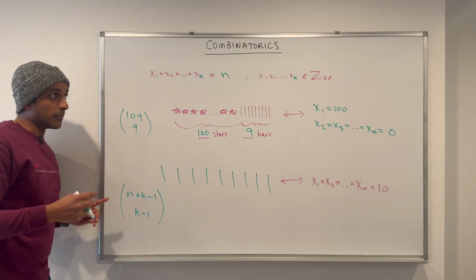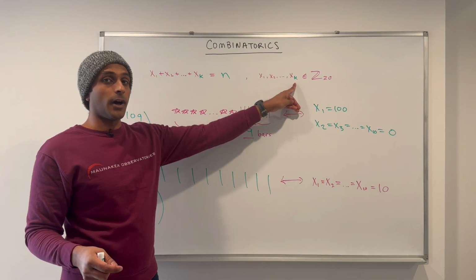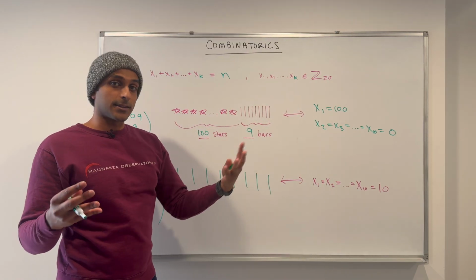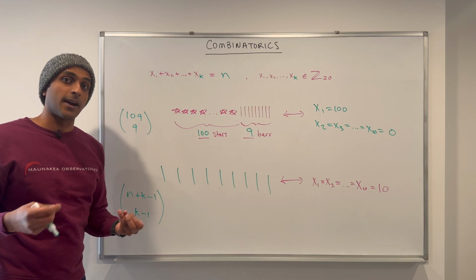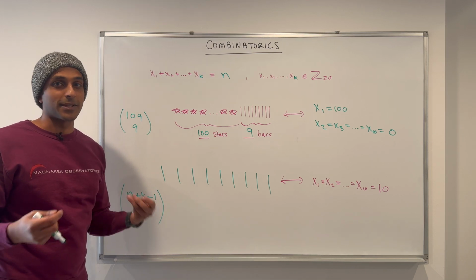Now, remember, it's really important that the variables are all non-negative integers. Sometimes that's not the case, and you have to adjust for that. Also, sometimes the problem comes in disguise. Okay, so let's take a look at an example like that.